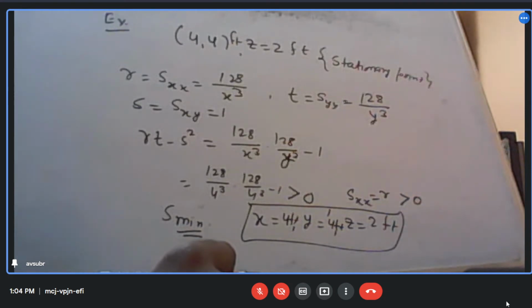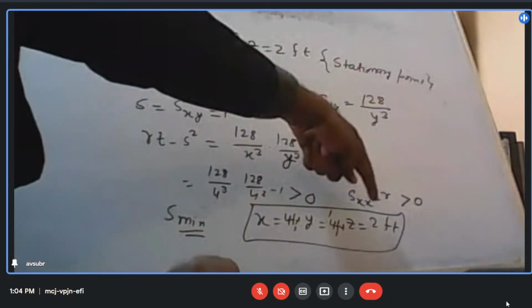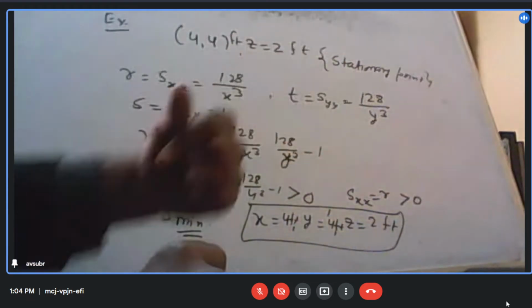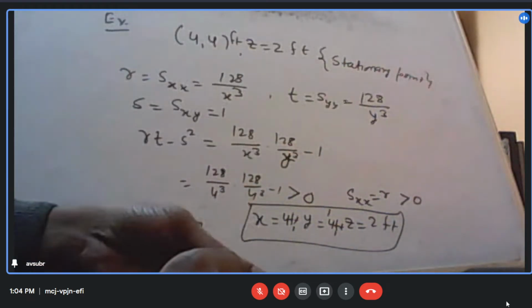You can see, multiply them together. You will get 32 cubic feet. That is what is given in the problem.